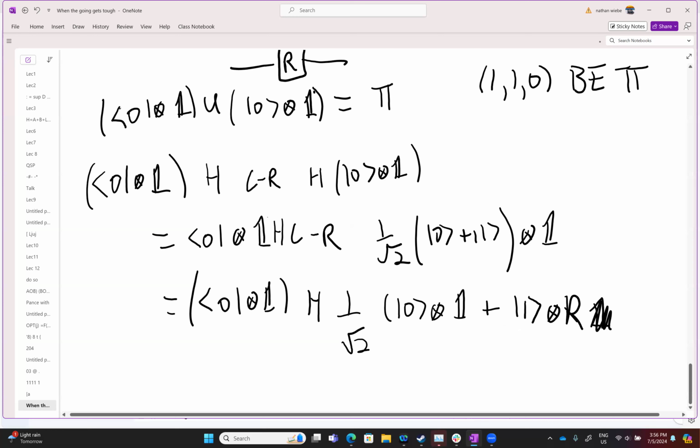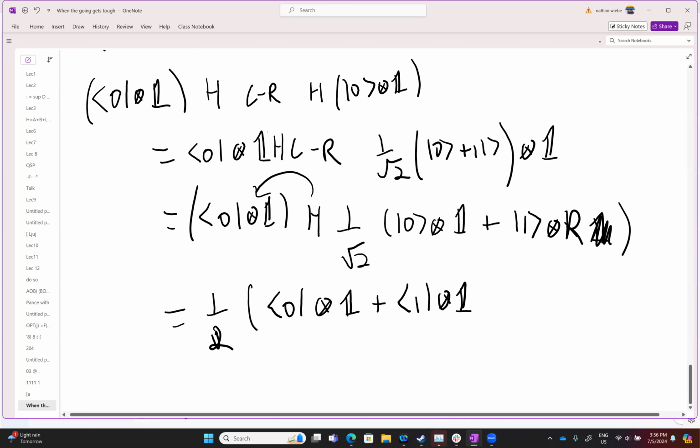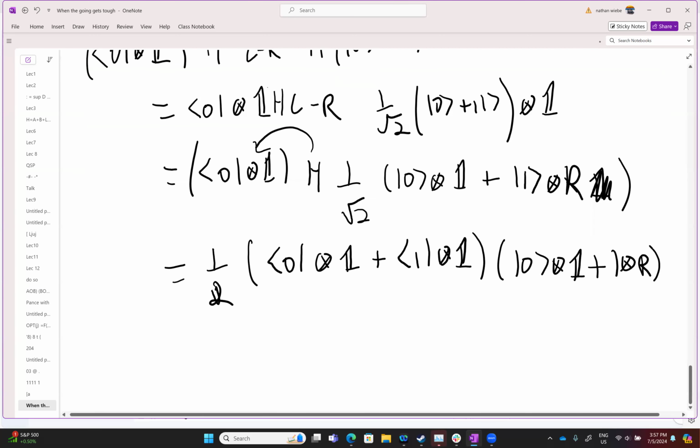Okay, and there's a Hadamard here that didn't show up. So now the next step is to act Hadamard on the left side to give us 1/2 of <0| tensor identity plus <1| tensor identity, all times |0> tensor identity plus |1> tensor R, which ends up giving us 1/2 of identity plus R.